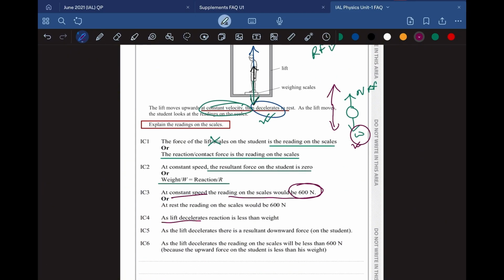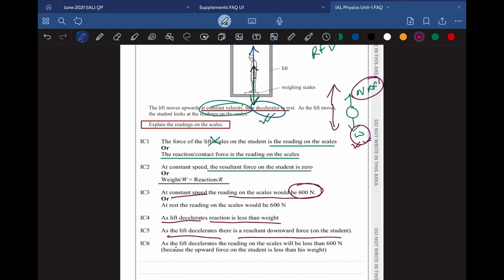But as the lift decelerates, the reaction is less than the weight. We know the weight is greater and the normal reaction force is less because the resultant force is downward. That means the downward force, which is weight, is going to be the greater force, and the upward force is going to be the smaller force. As the lift decelerates, the resultant force is downward on the student.